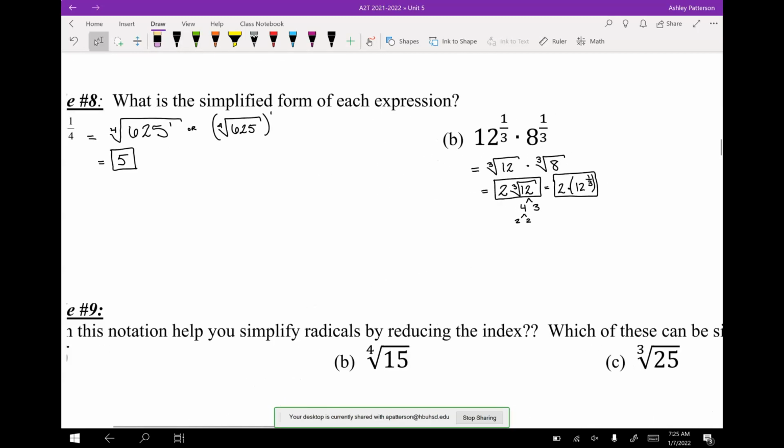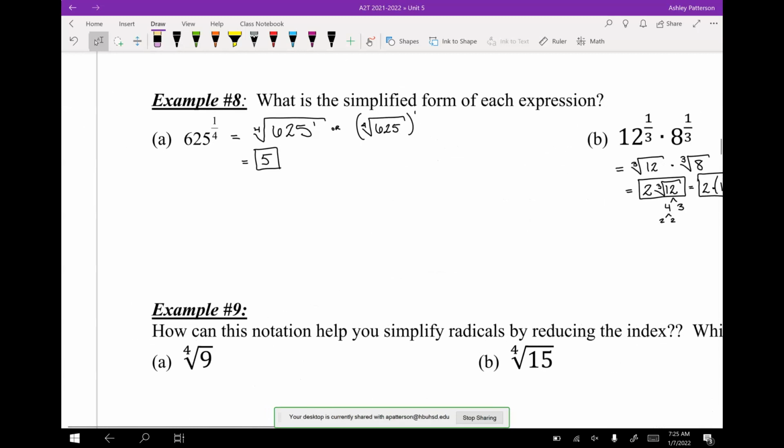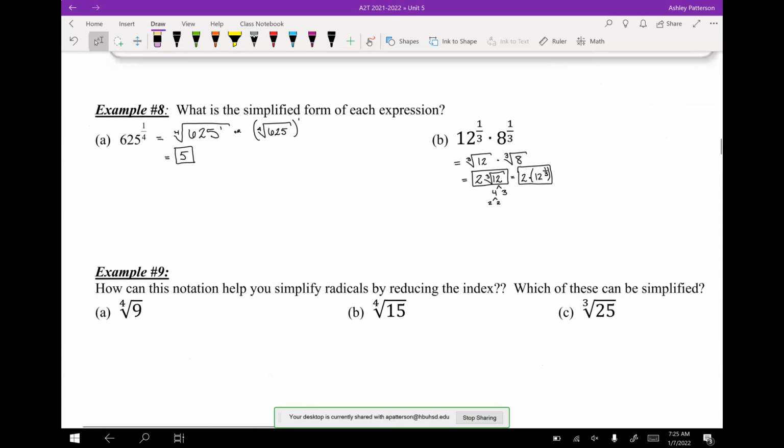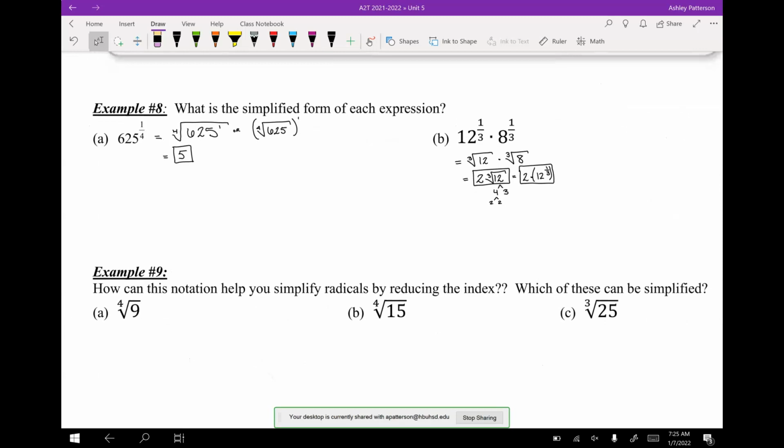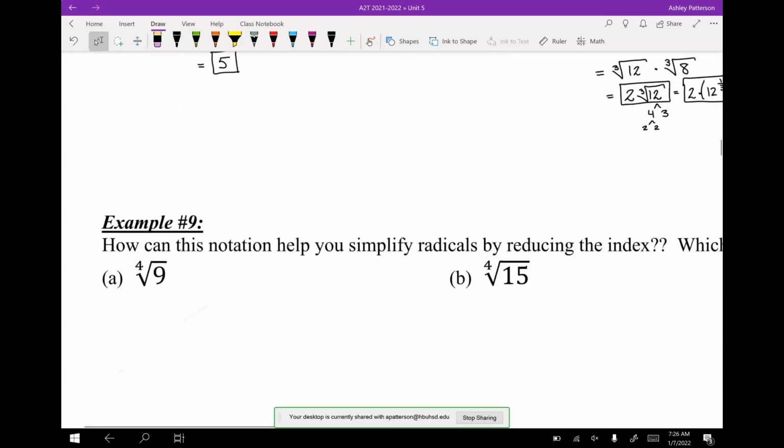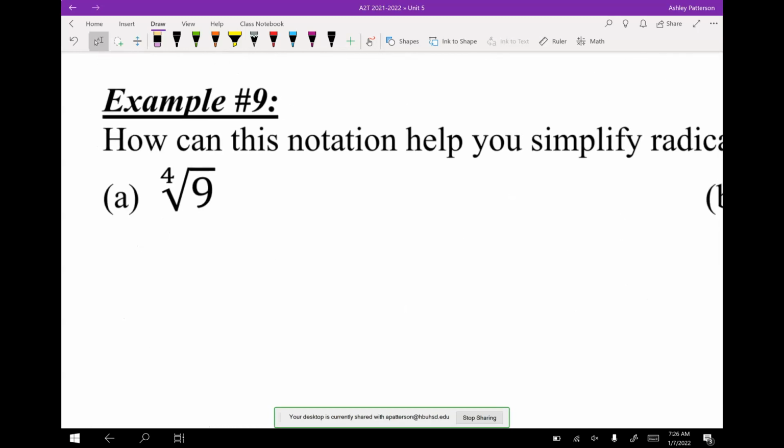All right, let's move on to example number 9. Get it on the screen. There we go. So the question for us is, how can this notation help us simplify radicals by reducing the index? Again, which of these can be simplified? Well, if we look at the 4th root of 9, immediately I'm thinking I can't simplify that. But now, thanks to skill 5, I have a little bit more of a resource in manipulating the given.